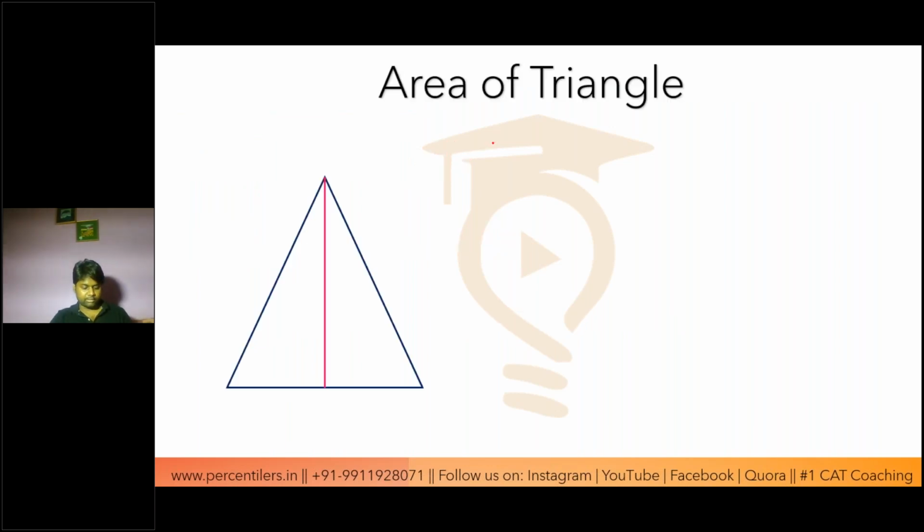Next part of the theory. Area of triangle. So there are many formulae for area of triangle, but you have to know, basically you have to know only 2 of them. Okay, that will be sufficient. So there are 5-6 formulae. 2 of them I am telling you right now.